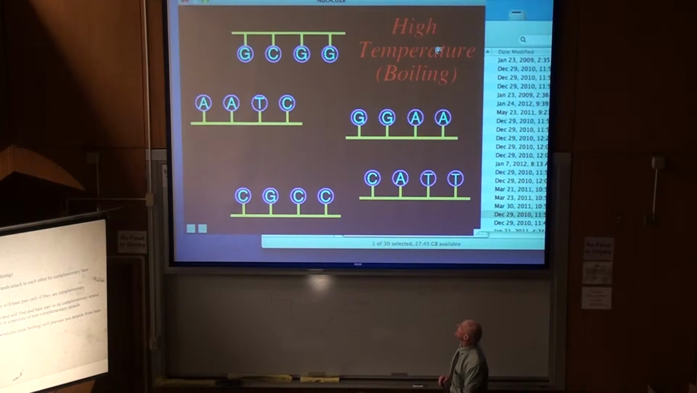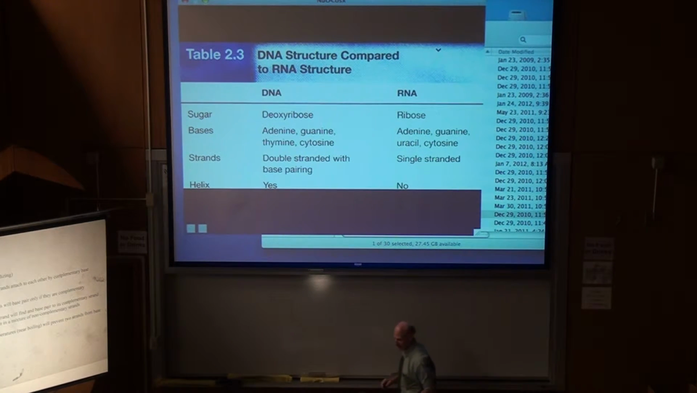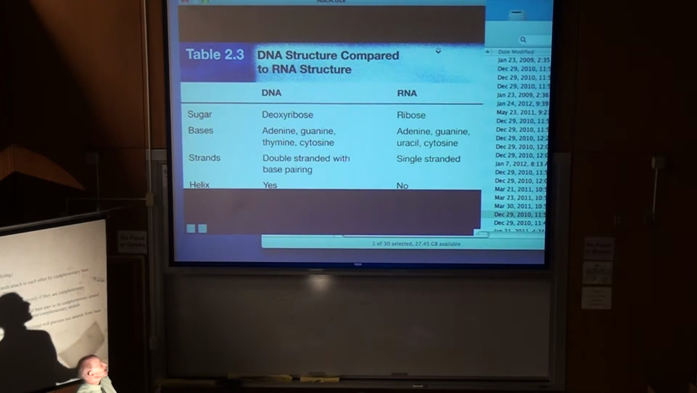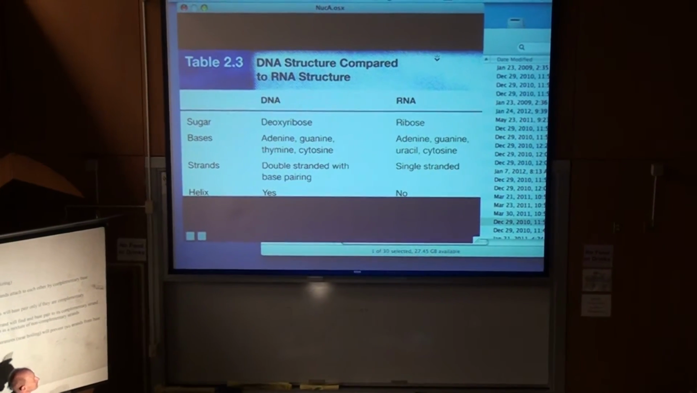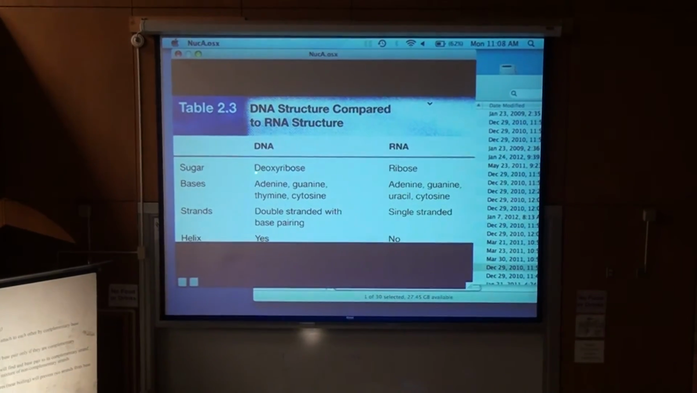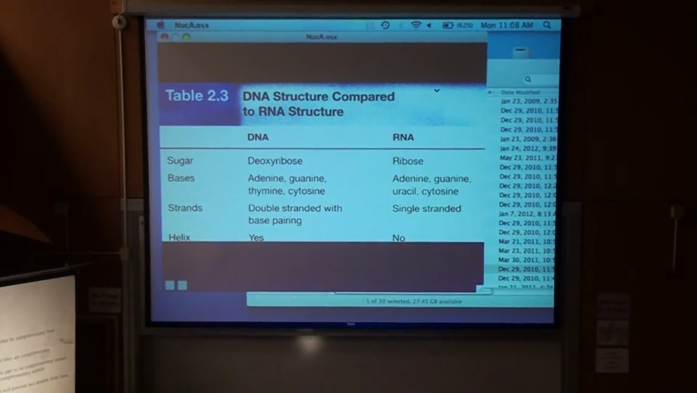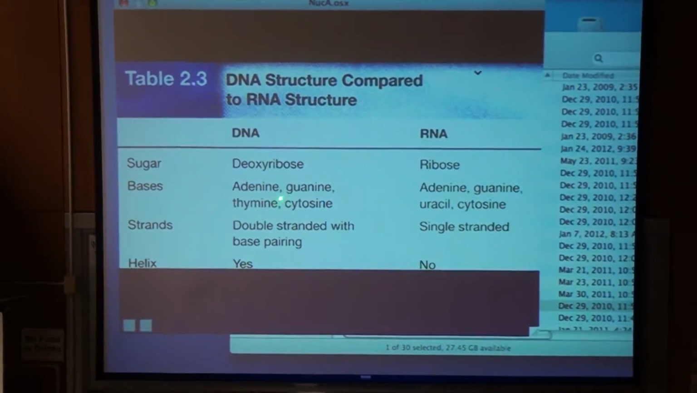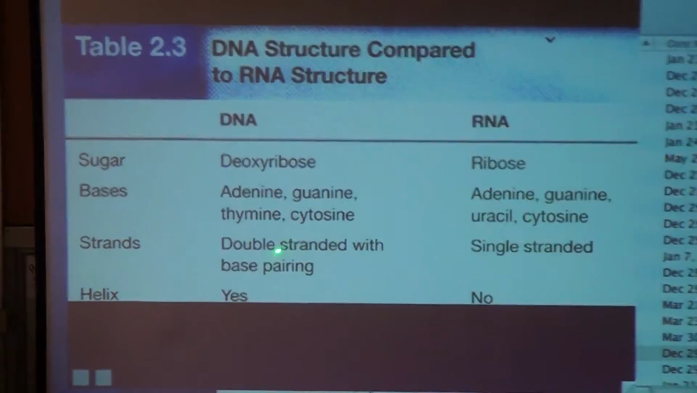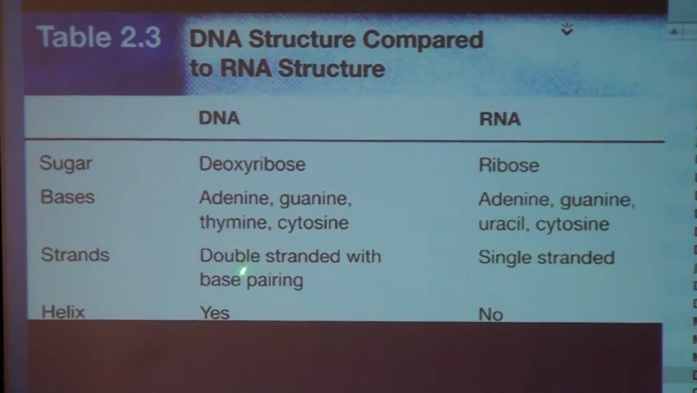Alrighty, well, let's see. To summarize a bit where we are, the DNA is the genetic molecule, and it carries the instructions for running the life processes. And this summarizes some of the things we talked about. The sugar in a DNA nucleotide is deoxyribose. They can have A, G, T, and C as their nitrogenous bases, and DNA you always find is a double-stranded molecule because of the complementary base pairing.